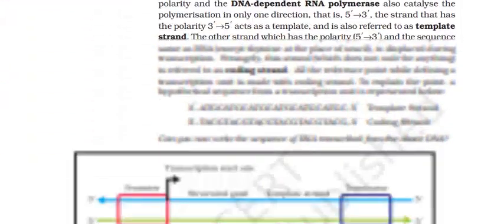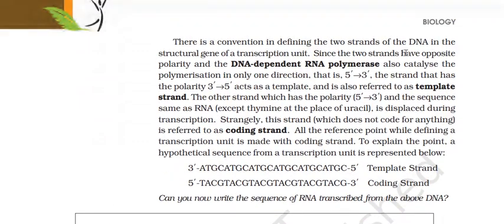Alright. There's a convention in defining the two strands of the DNA in the structural gene of a transcription unit. Since the two strands have opposite polarity and the DNA-dependent RNA polymerase, अब हम क्या करें? DNA-dependent RNA polymerase ले रहे हैं. Fine, क्योंकि है तो DNA पे dependent, बन तो DNA से रहा है, लेकिन बन क्या रहा है? RNA बन रहा है. This is transcription, right?